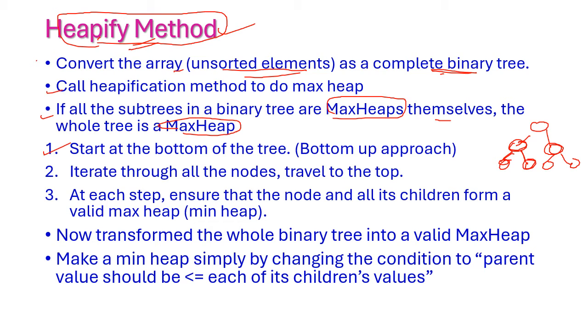Okay. The first one is to start from the bottom of the tree. Okay. See, for heapifying, we have to start only from the last level. Okay, at the last level, we need to compare these two values with the parent value, and iterate through all the nodes and travel to the top. So from here, the comparison will start towards the top. At each step, ensure that the node, compared with all its children, has the maximum value or minimum value, based on the type. If it is a max heap, then the node value should be greater. If it is a min heap, then the node value should be minimum. And now transform the whole binary tree into a valid max heap.